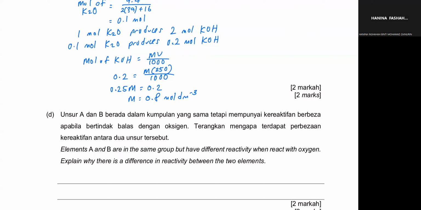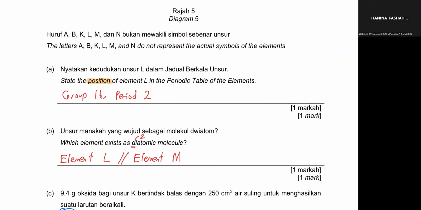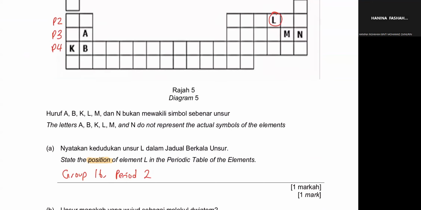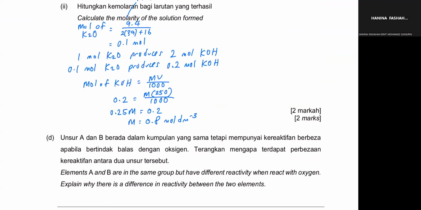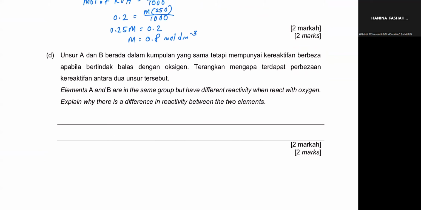They like to ask also for group 1 material. This one is group 1 material. I mean, either group 1 or group 2 is around the same. So group A and B are in the same group, either group 1 or group 2. Here is group 2, so it doesn't matter. They will ask, because both are alkaline metals, how they react with oxygen. But they have different reactivity.